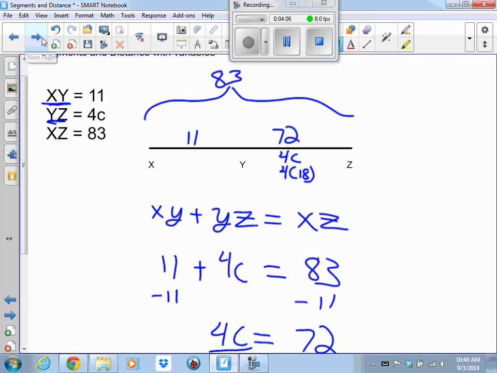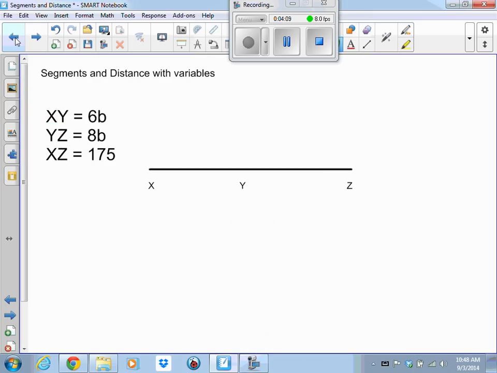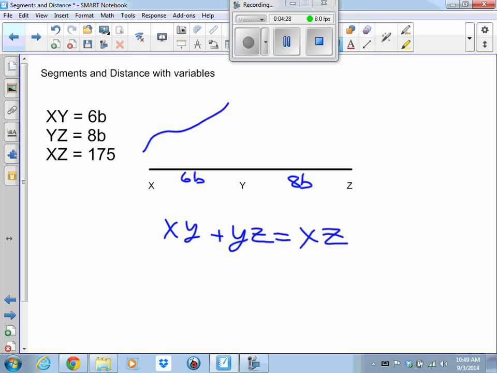All right, so we'll do a little bit more complicated of a problem. Again, we're going to start with xy plus yz equals xz. That's important. It organizes us so that we can keep everything. Then we have xy is 6b, yz is 8b, and the whole thing is 175. Now we're going to substitute in. Instead of writing xy, we are going to write 6b. Instead of writing yz, we're going to write 8b. And that's going to equal 175.